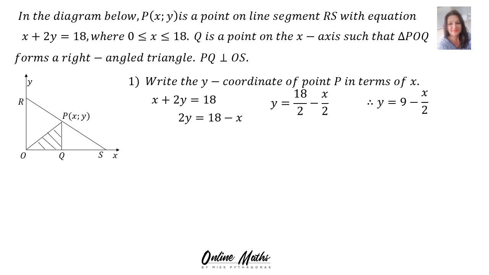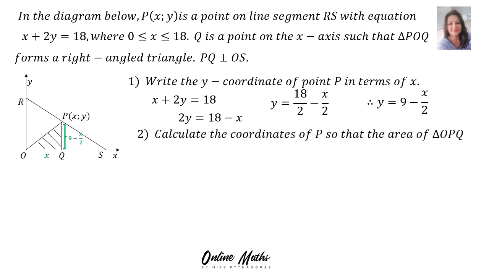Then it's important to understand that OQ's length is x, and then that answer that you got there means it's the y-coordinate there at P. Therefore, the length of PQ is 9 minus x over 2. Now the next question says, calculate the coordinates of P such that the area of triangle OPQ is at its maximum. Again, maximum minimum, derivative equals 0.